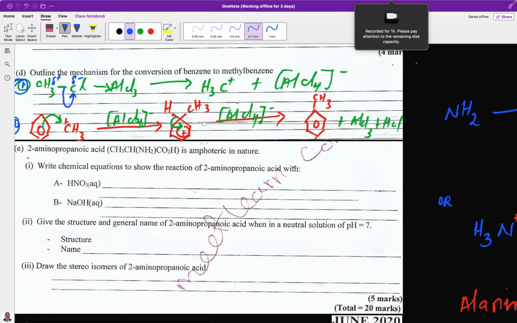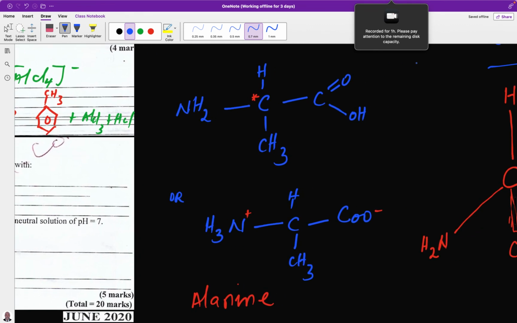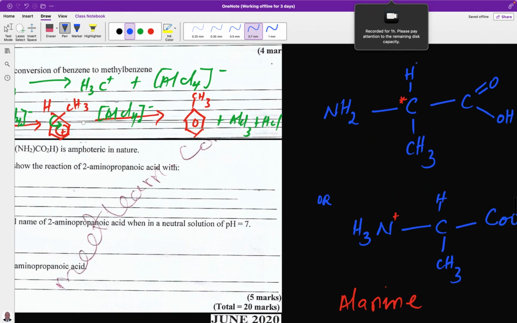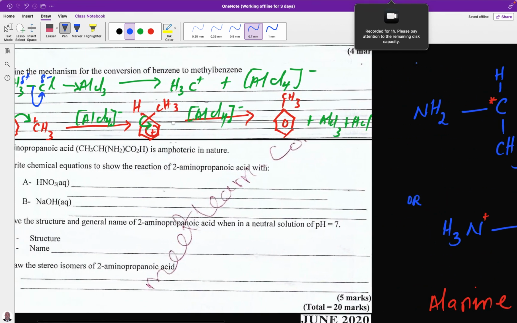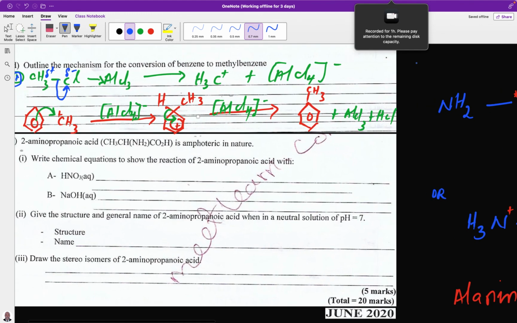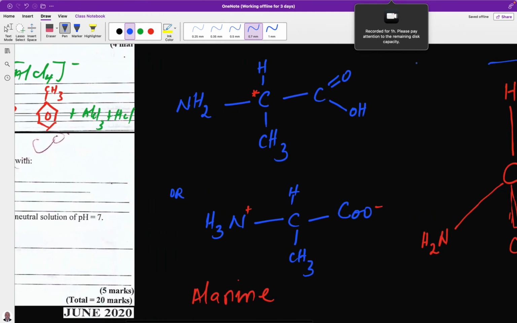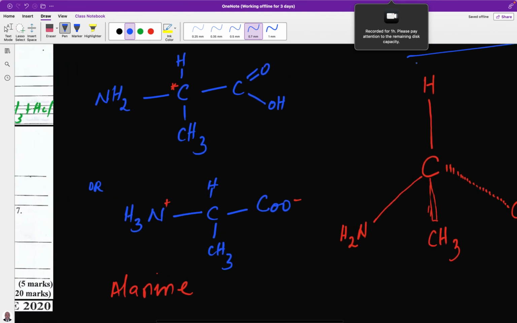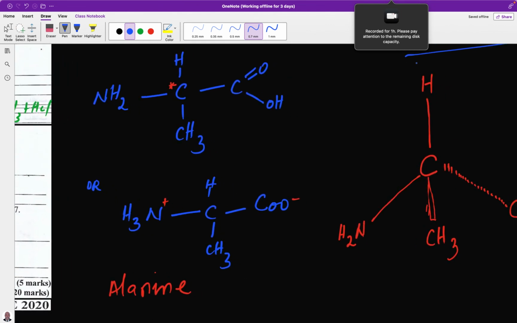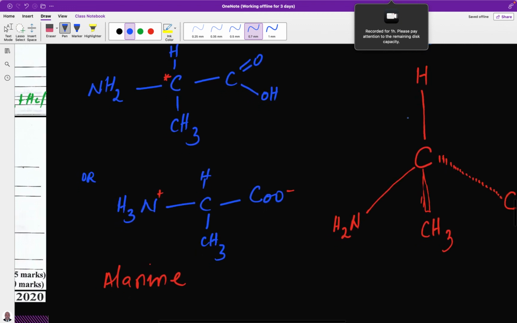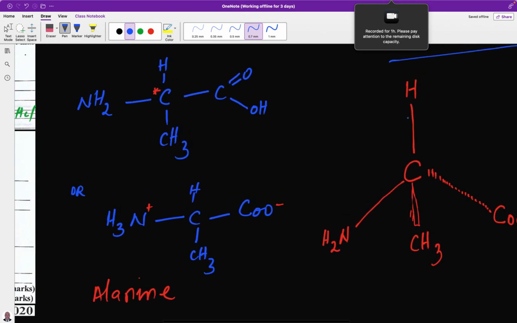And the name of 2-aminopropanoic acid is this one. Remember, amino acids exist in a zwitterion form. That is, they carry 2 charges, the negative charge on the acid group and the positive charge on the amine group. And this makes it neutral, and they interact among themselves.